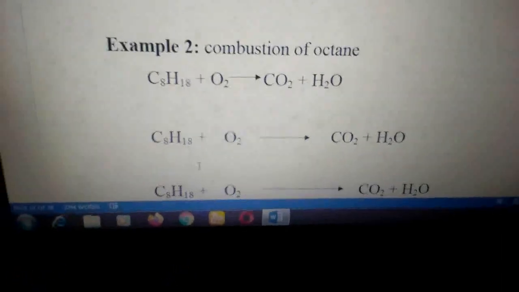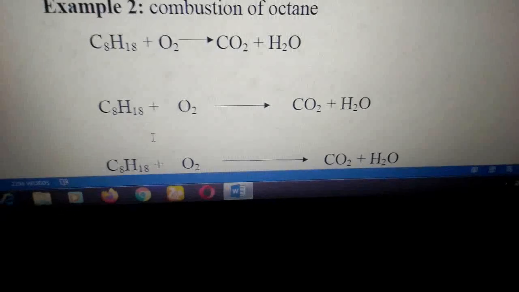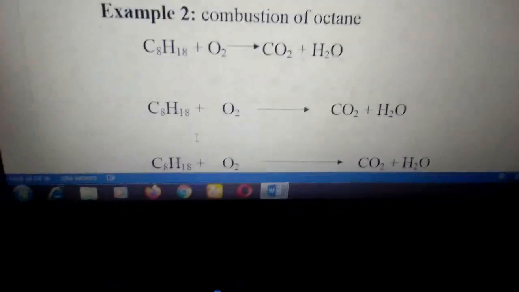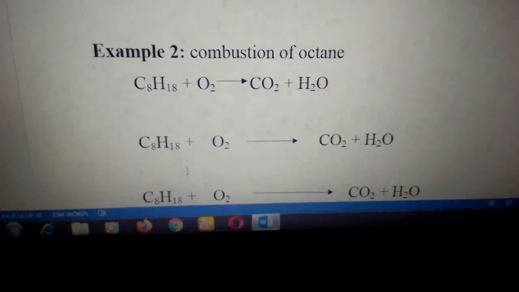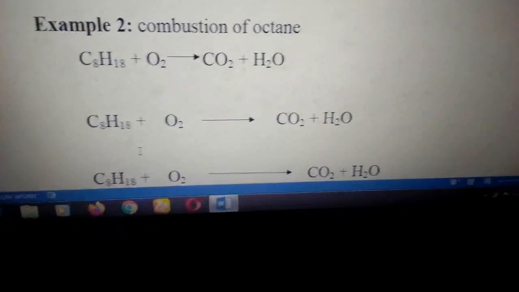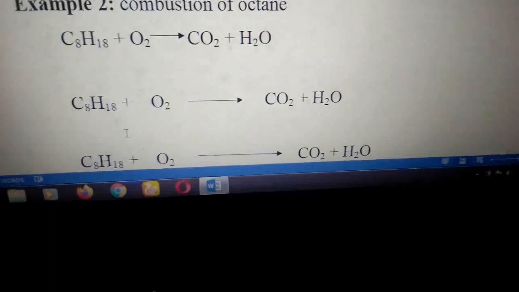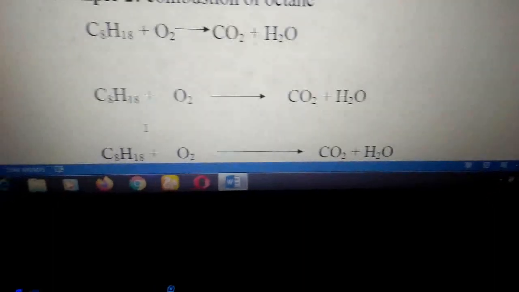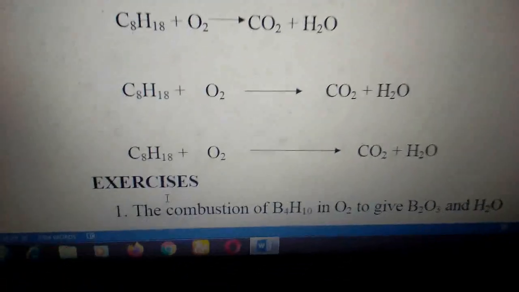Another example of combustion equation is combustion of a compound called octane. So let's see how this one goes. Octane is C8H18. That's octane. Combustion means combine with oxygen and giving you CO2 and water. So when hydrocarbons burn, you're going to get CO2 and water as a fixed product. So let's see how to balance it.